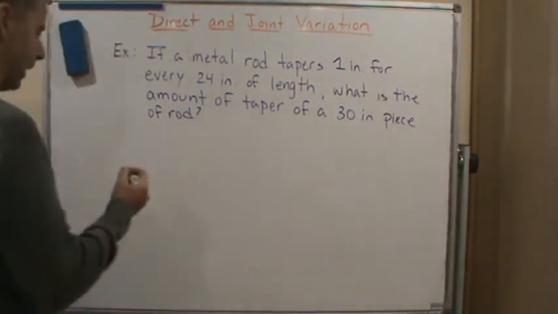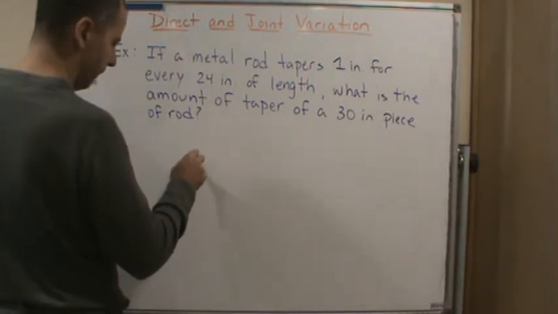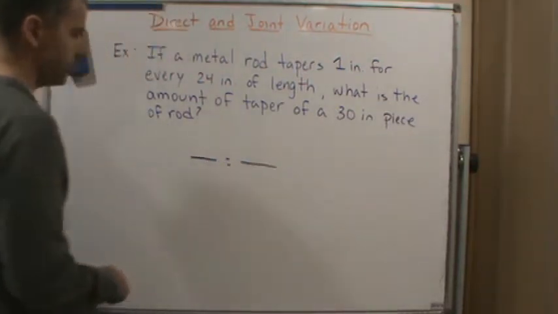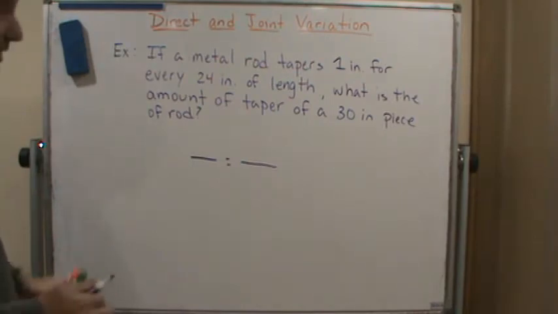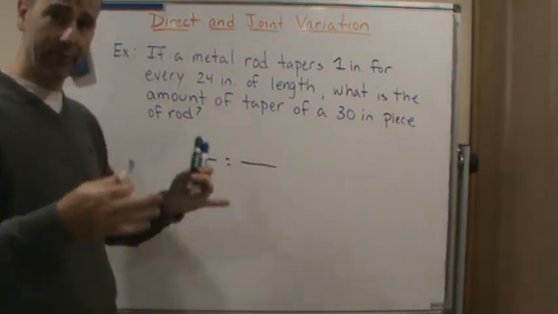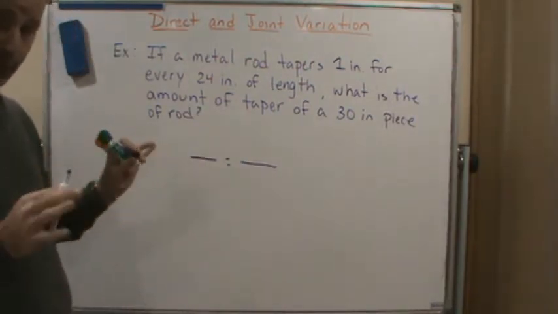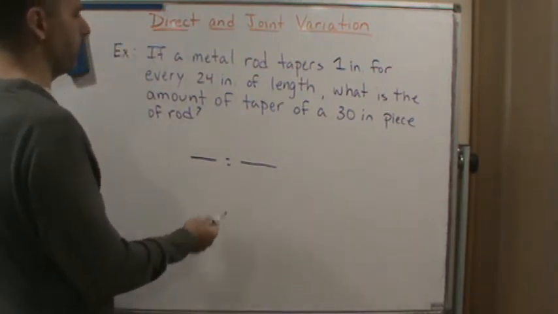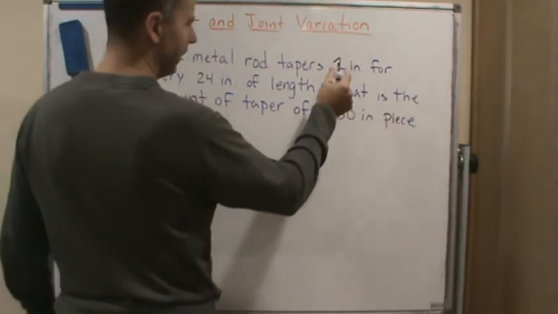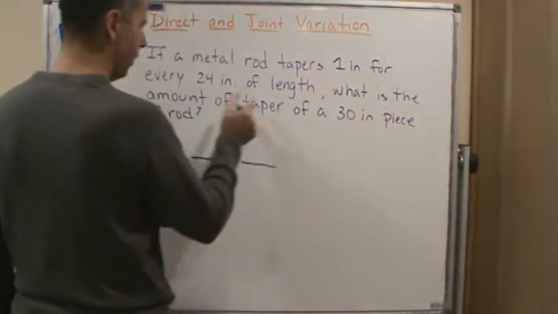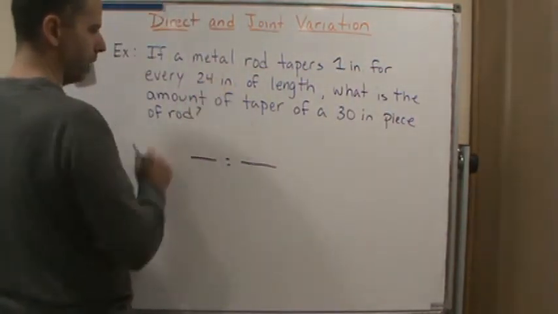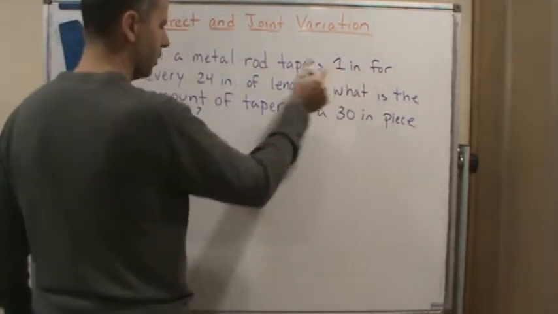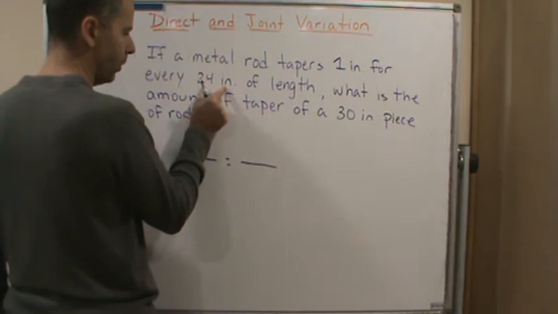So we can set up our proportion. So again, what are the two related points? Now in this case, I'm not going to write them down. You don't have to if you don't want to, if you can keep things straight. So what are the two related points? Well, I know that it tapers 1 inch for every 24 inches. So there's my two related values. 1 inch for every 24 inches.